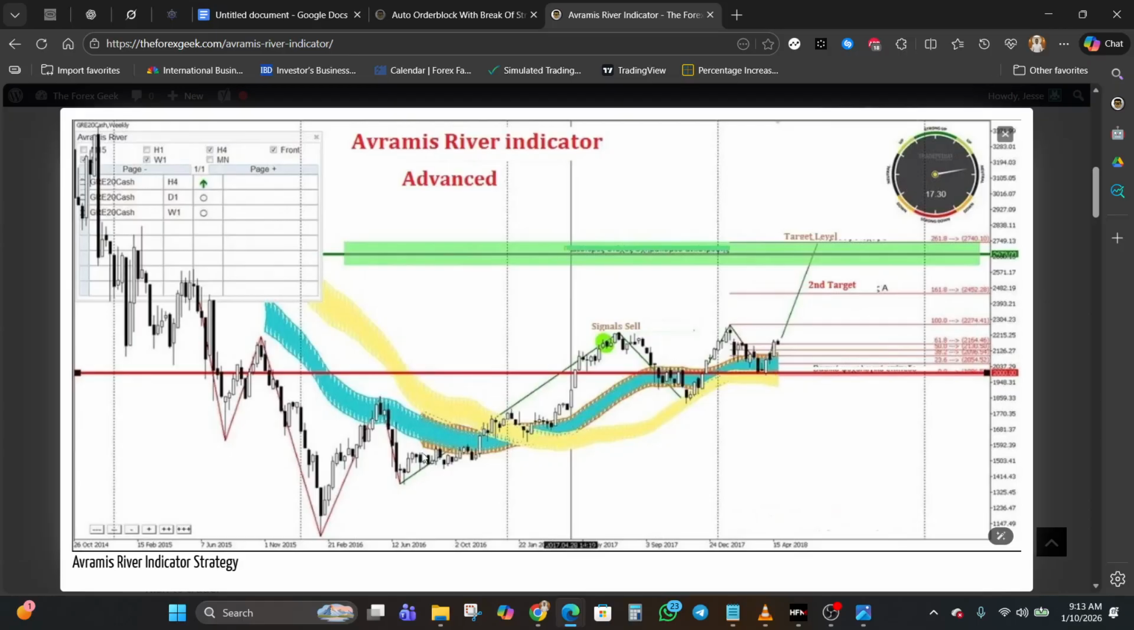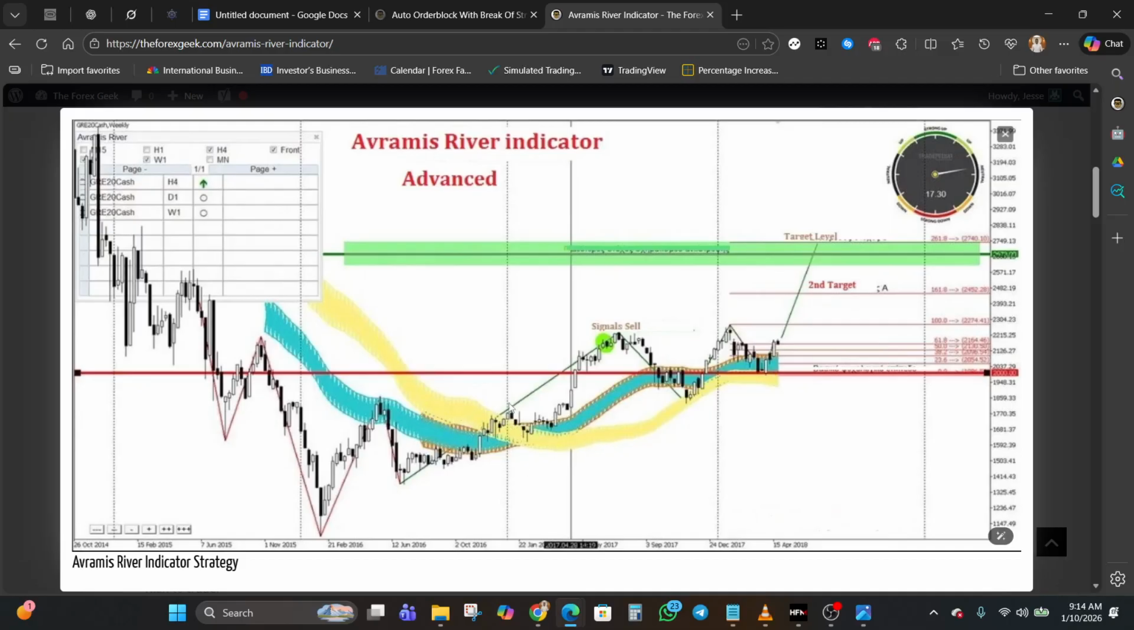So basically, if you have a bearish trend, for example, like what we had here, and then you have price get close to the Avramis River and you get perhaps a bearish confirmation candlestick pattern, it could be a sign to enter a sell trade. Ensure that the blue river is below the yellow river for a bearish trend, and for a bullish trend, ensure that the blue river is above the yellow river. I'm just going to be calling them rivers.